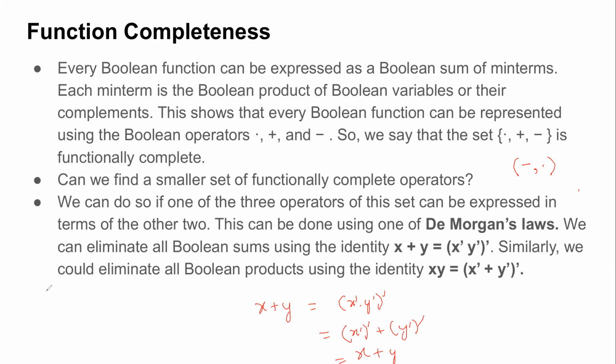So is it clear how Boolean sum and complement, and Boolean product and complement, are functionally complete? Why are they functionally complete? Because all three operations, whether it's a Boolean product, sum, or complement, can be performed using just these two operators. Is this clear to everyone? How these two sets are functionally complete?